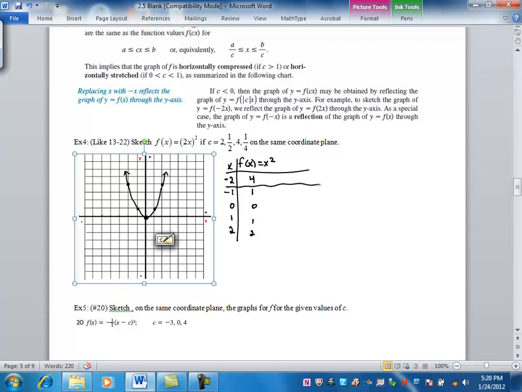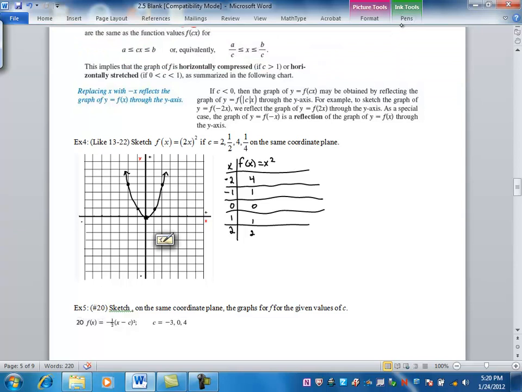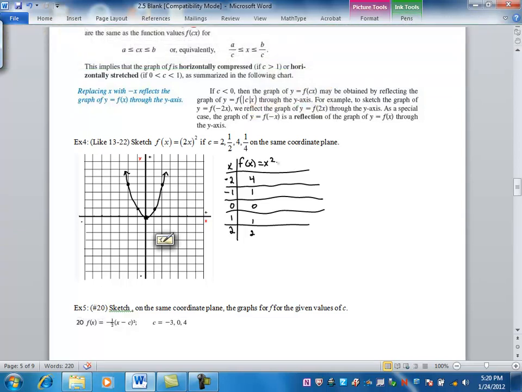Now, let's think about what's going on. Let me switch gears here. We'll grab the blue ink. Now I'm going to let c equal 2. So this means I'm looking at 2x quantity squared. 2 times negative 2 is negative 4. We square that, we get 16. So we're way up here.